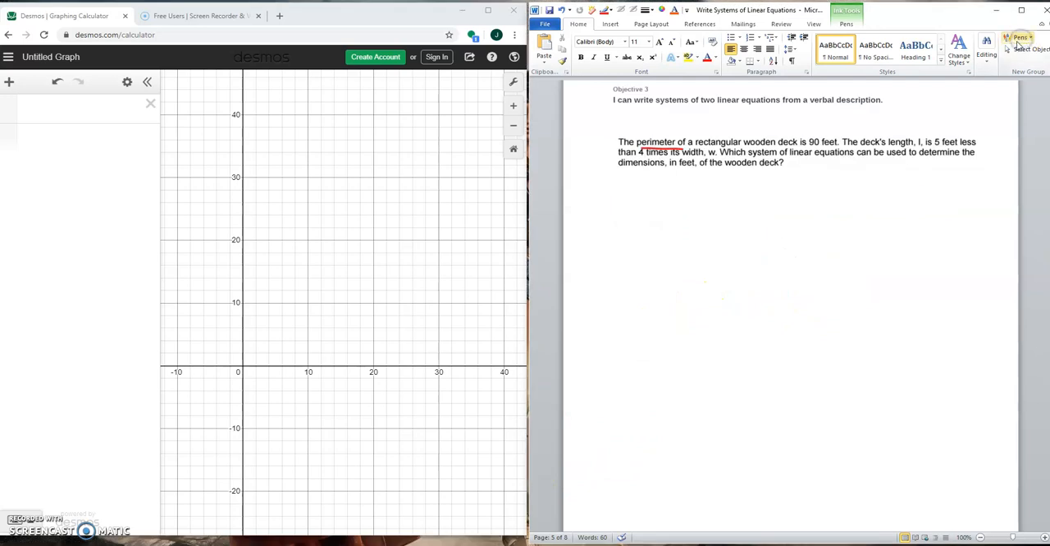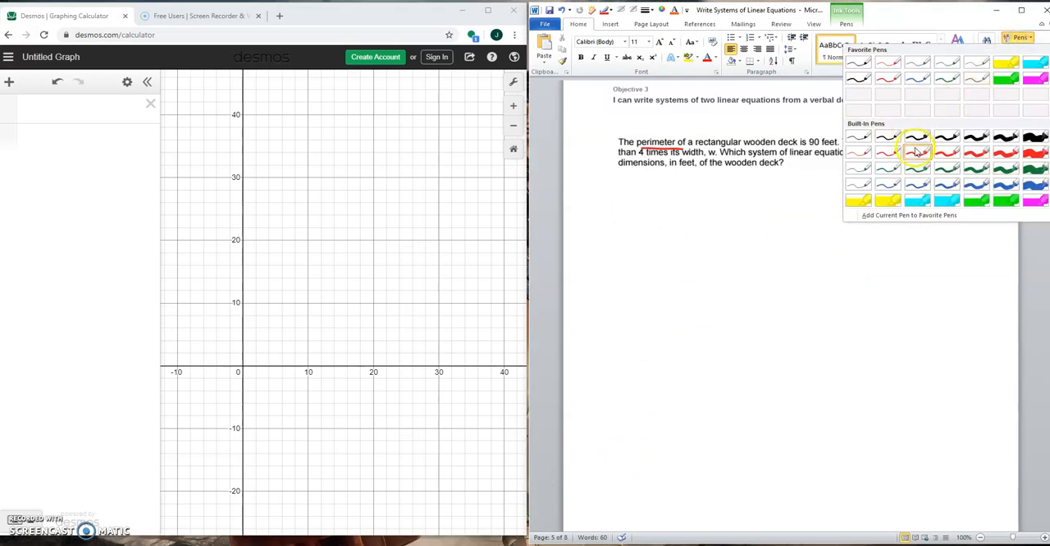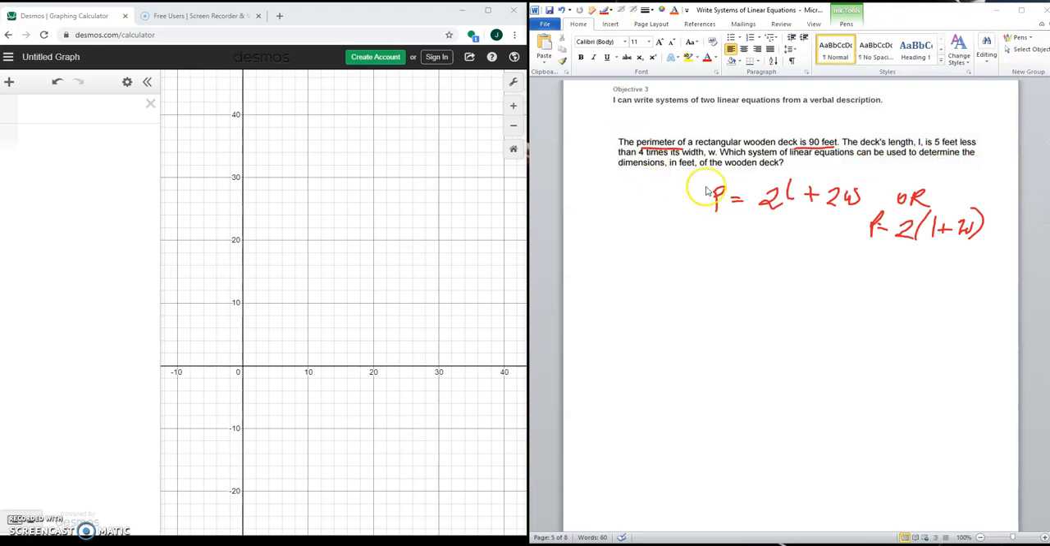The perimeter of a rectangular wooden deck is 90 feet. So you know that perimeter can be represented by 2L plus 2 width or 2 of length plus width. So let's keep on going. The deck's length is 5 feet less than 4 times its width, and the width is represented by W. And so which system of linear equations can be used to determine the dimensions? So I would say 2L plus 2W equals 90. So that is the first equation.